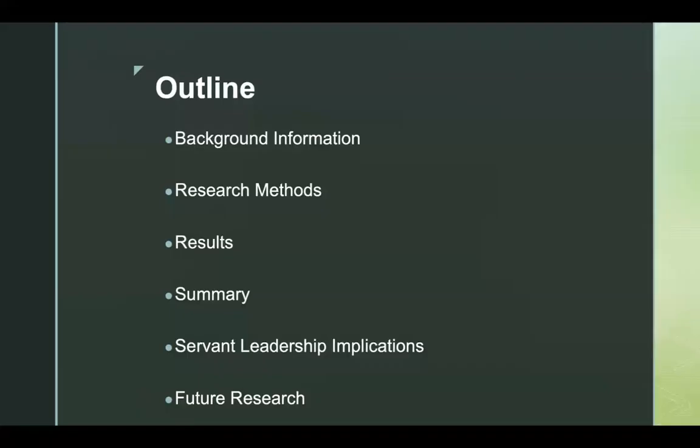Now, here is our outline. I'm going to talk about some background information, research methods, results, summary, implications, and future research.